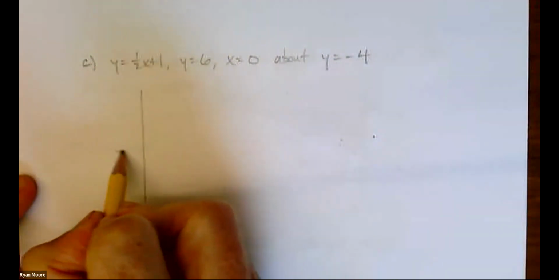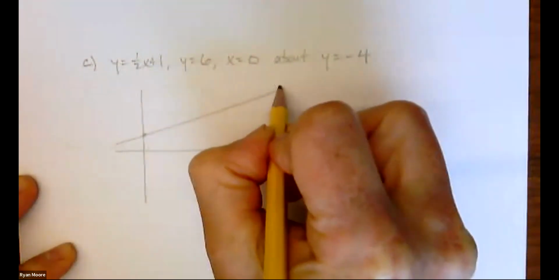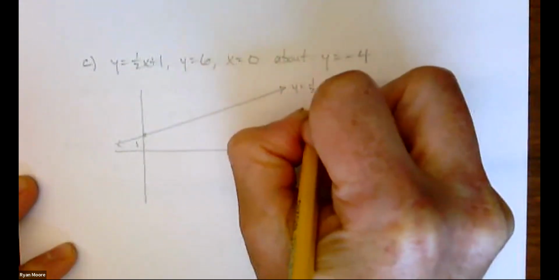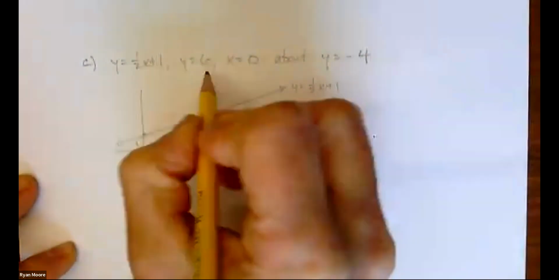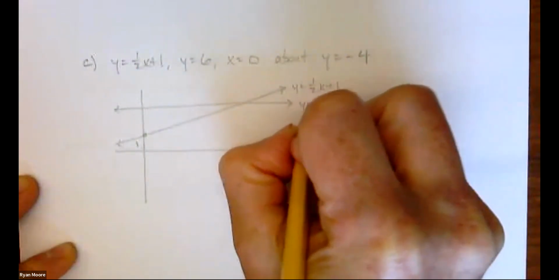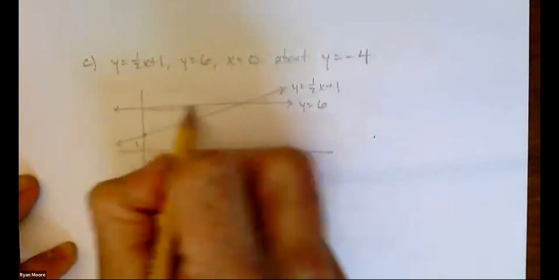Let's draw that region again. So here we got the line passing through at 1, y equals 1/2 x plus 1. We have our horizontal line. Let's say it's here. That's good enough. y equals 6, x equals 0. There's our region again.